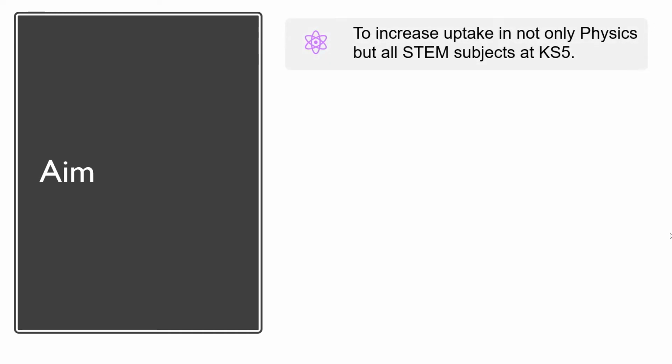Now, the aim. These are just some of the aims that we came up with in our department when we started thinking about a Key Stage 4 physics and STEM club. We wanted to ideally increase uptake, not only in physics, but all STEM subjects at Key Stage 5. So that includes maths, biology, chemistry, and technology.